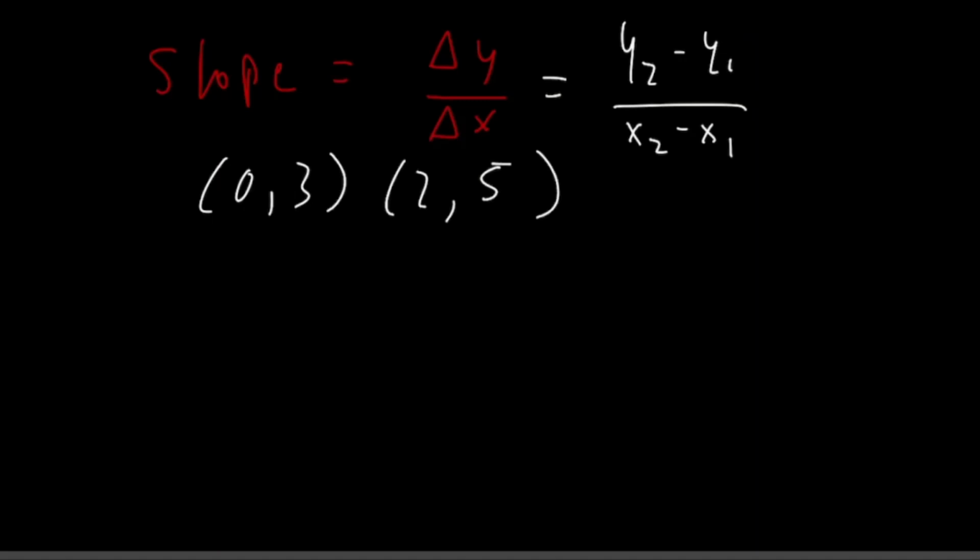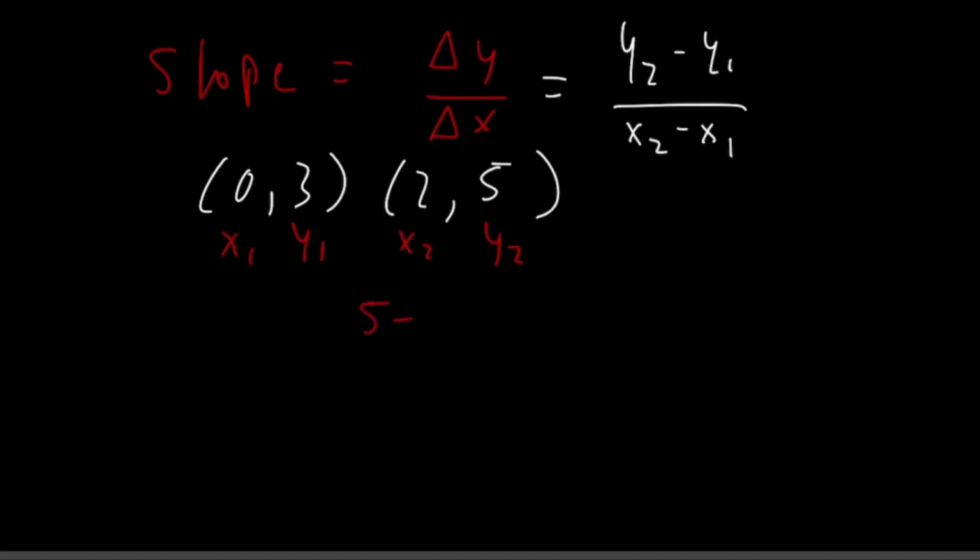Let's say we have a line that passes through the points (0, 3) and (2, 5). What is the slope of this line? So let's first assign each value to its correct term. We have 5, that's the second y point. We have 2, that's the second x point. We have 3 right here, which is the first y point, and 0, which is the first x point, right?